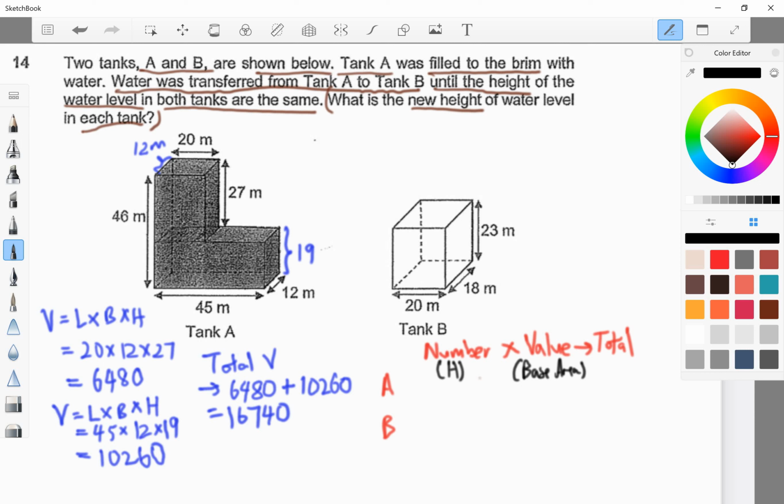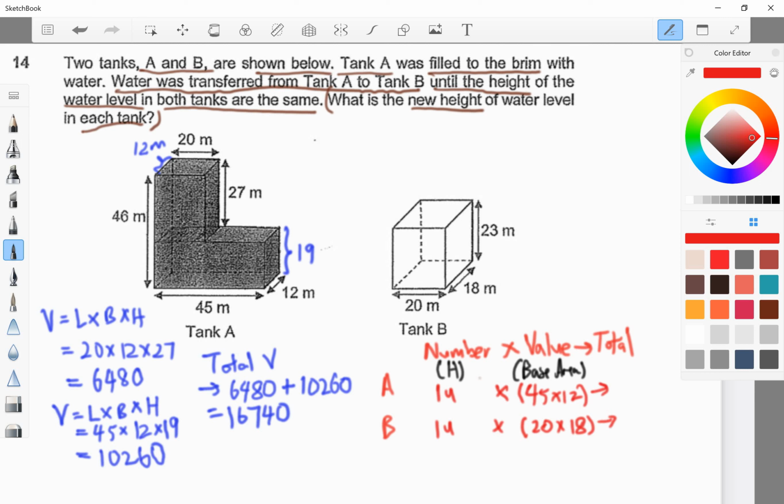Okay, base area. So eventually we want them to be the same height, so both A and B will be 1 unit. As for the base area, we can actually indicate for tank A it is 45 times 12, and for tank B it is actually 20 times 18. So let's work it out together.